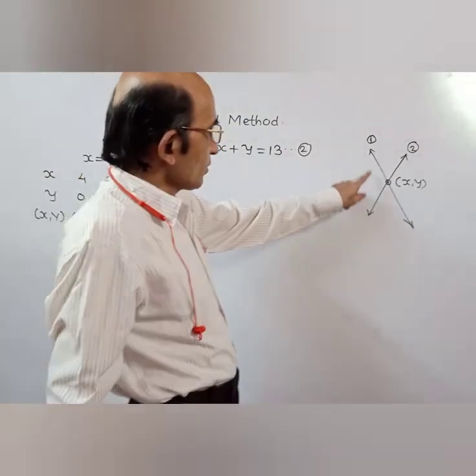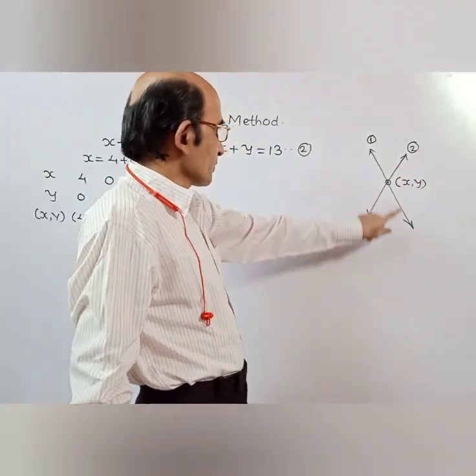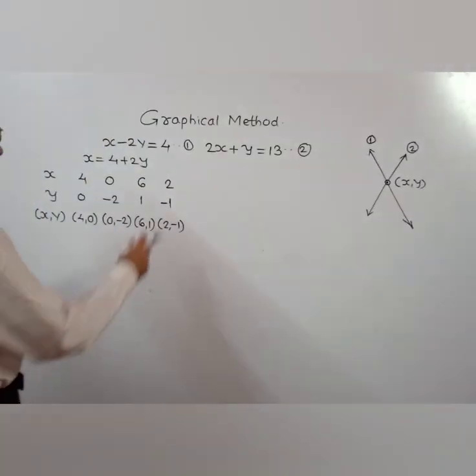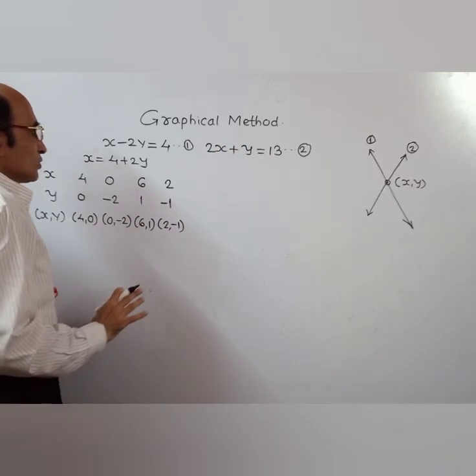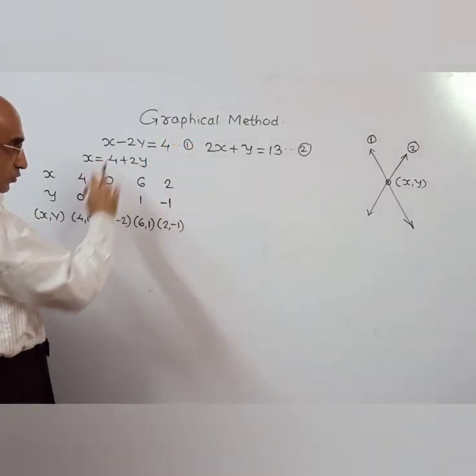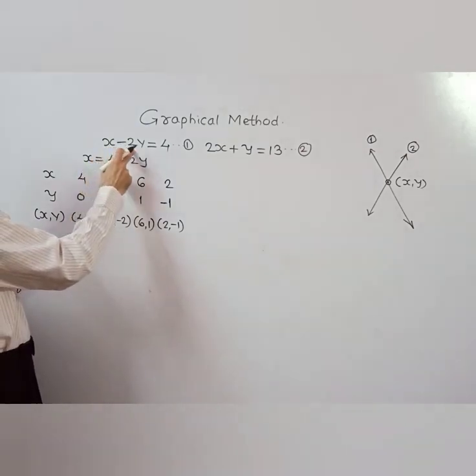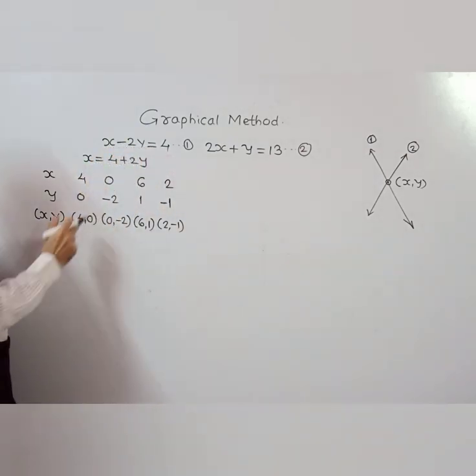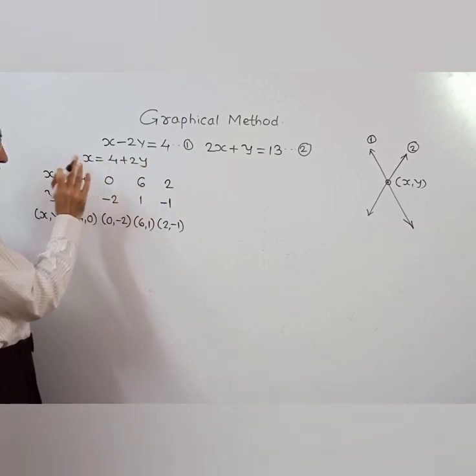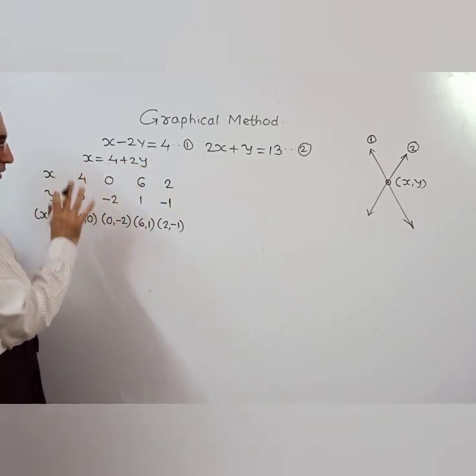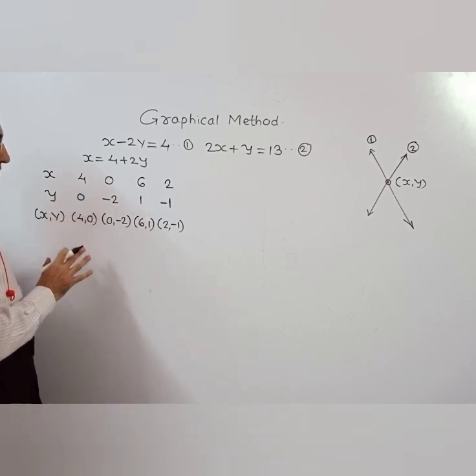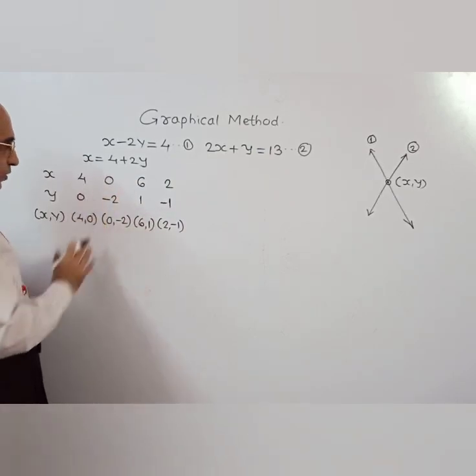It is a common point on line 1 and line 2. So the coordinates of this point represent the solution of the given two equations. So we have to plot the graph of these two linear equations. x minus 2y equal to 4, so x is equal to 4 plus 2y. So we take a few points. We take 3 or 4 points. Actually, to draw a straight line, 2 points are sufficient, but we take 3 or 4 points.